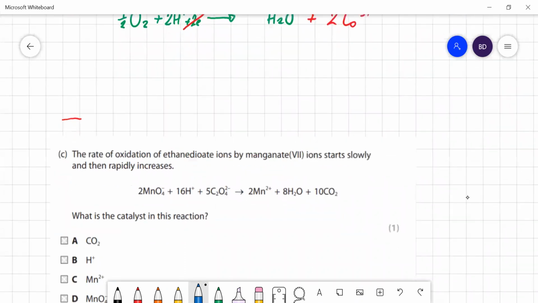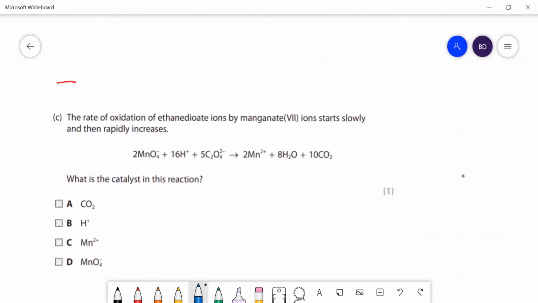Okay, right. This is related also. Oxidation of ethanedioate ions starts slowly, then rapidly increases. Well, this you may remember is an auto-catalyzed reaction. That means that the catalyst is a product of the reaction. And the product of the reaction, which is doing the catalysis, is the manganese 2 plus ion. And again, it's flicking between the Mn2 plus and the Mn3 plus oxidation states and catalyzing that reaction. So the correct answer is C.